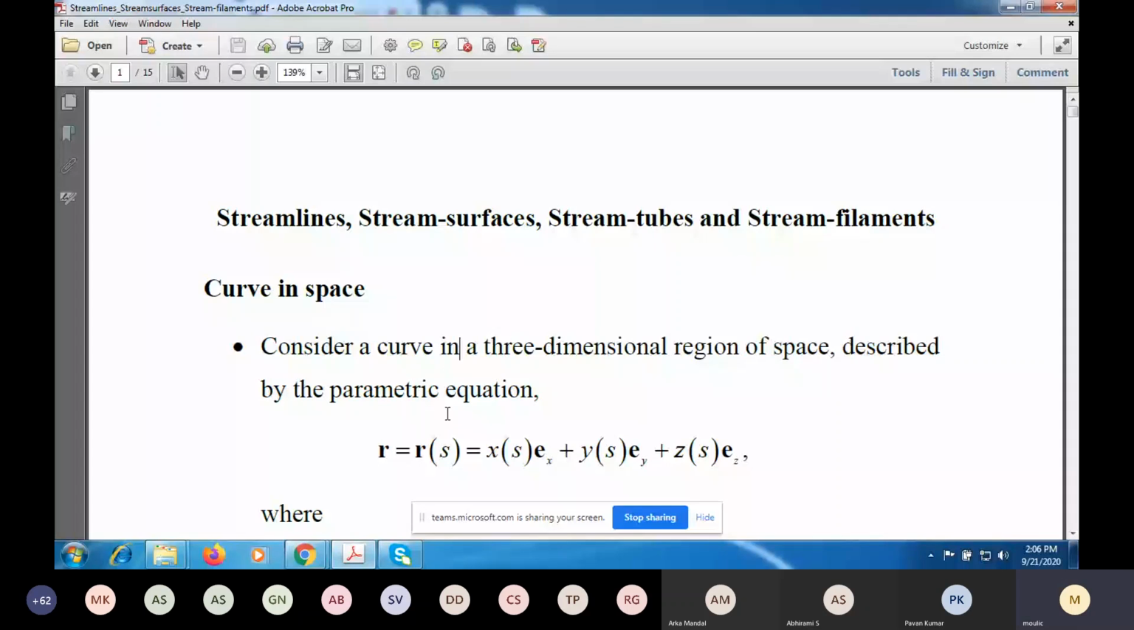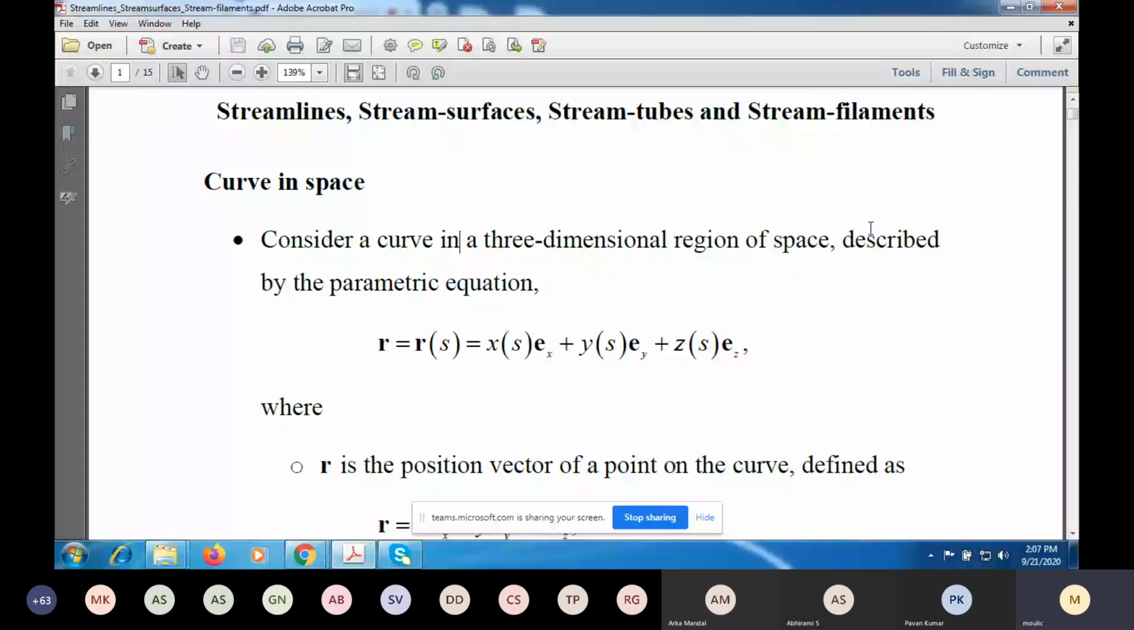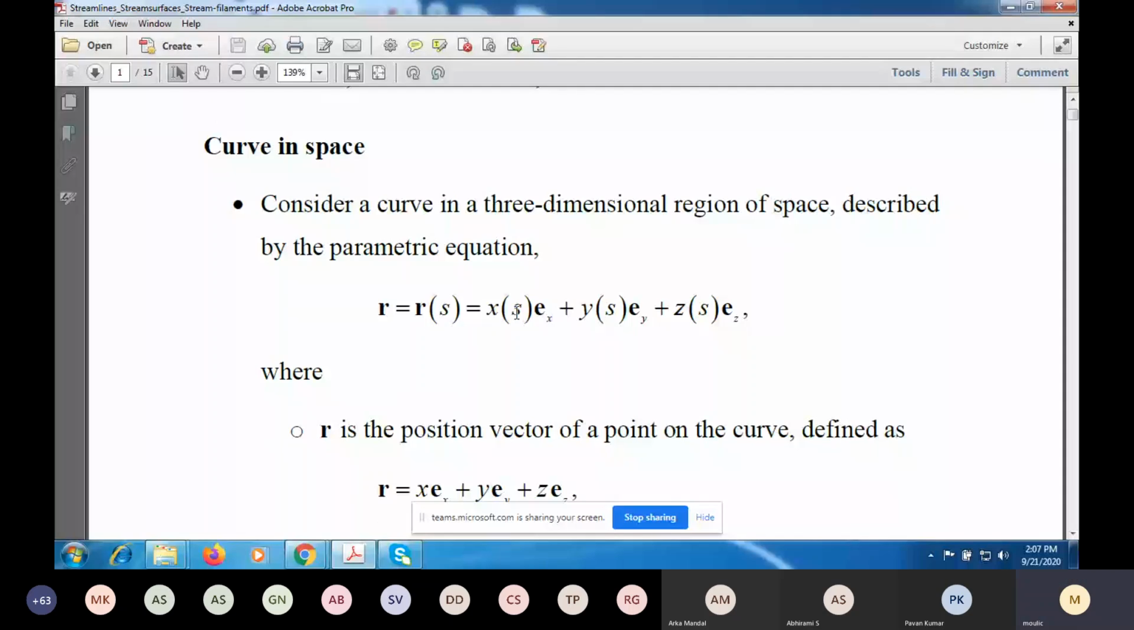Okay, now I have added some figures, so I'll go back and look at the topic on streamlines in some more detail, and then I'll talk about relative streamlines. Okay. Now consider a curve in a three-dimensional region of space. We can describe the curve by the parametric equation, the position vector r equal to a function r of s, where s is the arc length. So this r of s is x(s) ex plus y(s) ey plus z(s) ez.